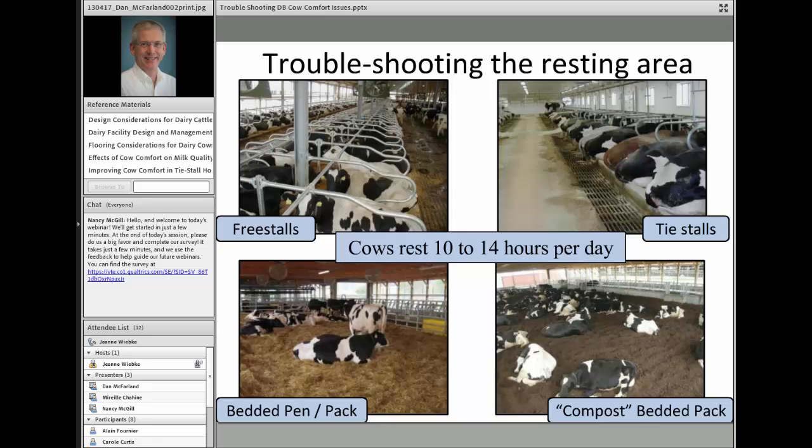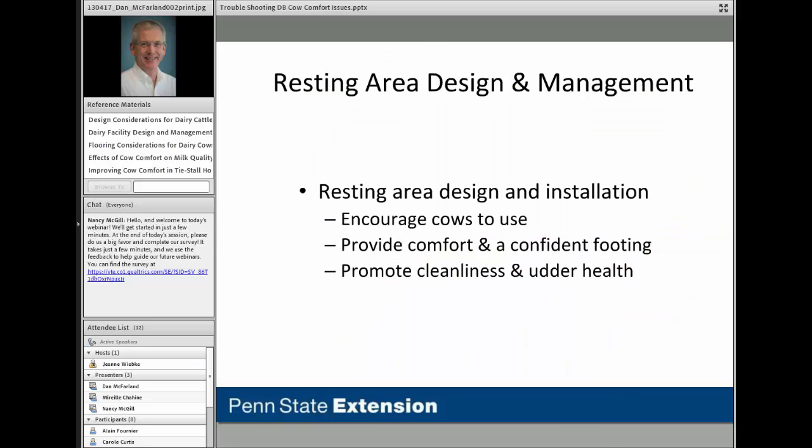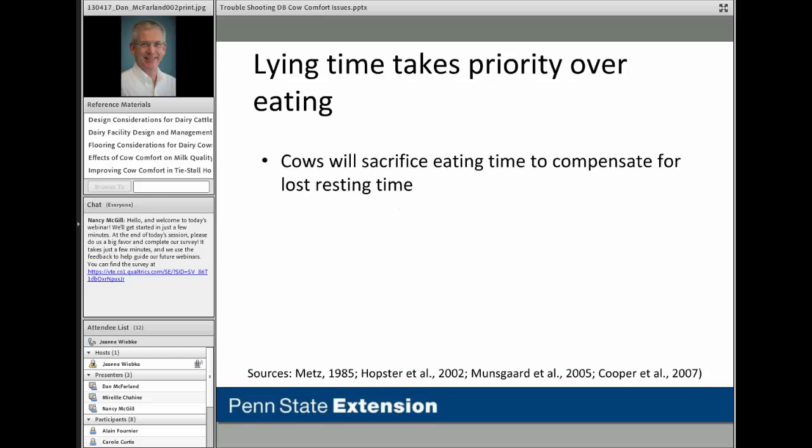Troubleshooting the resting area, we'd like to see high-producing cows rest anywhere from 12 to 14 hours a day. 10 to 14 hours a day is typical for dairy cows. I am confident that with good stall design and management, good pack management, we can achieve this resting time in dairy facilities. The resting area, of course, should encourage the cows to use the area. You want them to come to it readily, provide comfort and confident footing while they're there, and then promote cleanliness and good udder health.